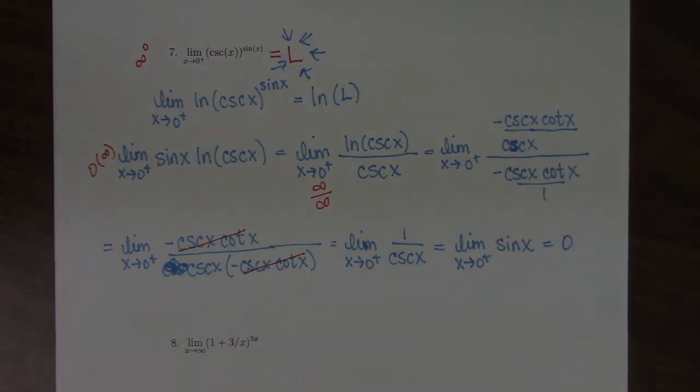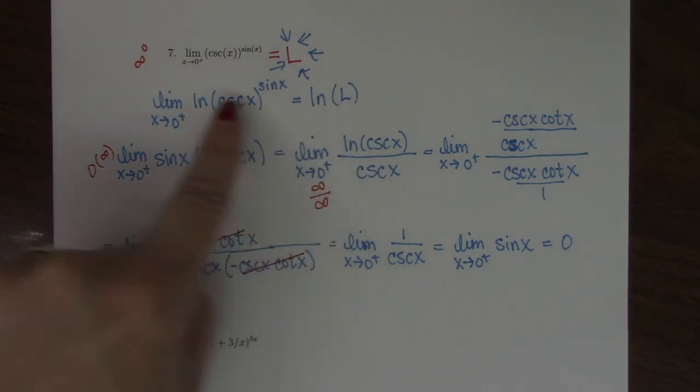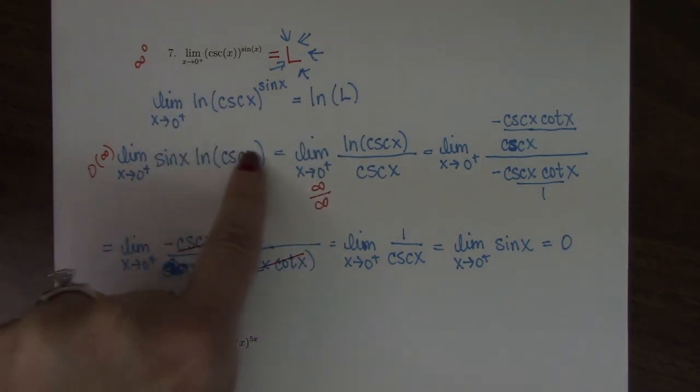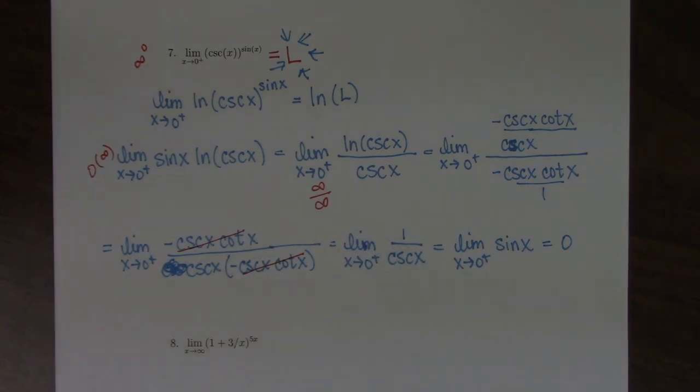So we get 0. But remember, we're not actually trying to finish the limit. We're trying to find L. So remember this guy back here? All we've done is say that this left side of the limit simplifies to 0.